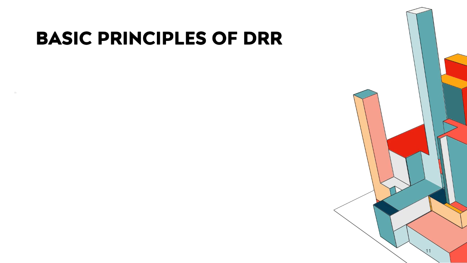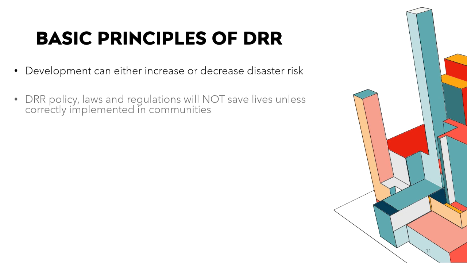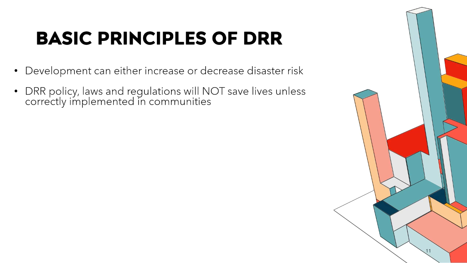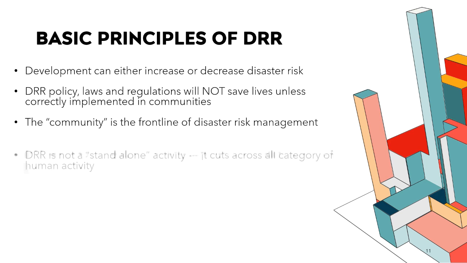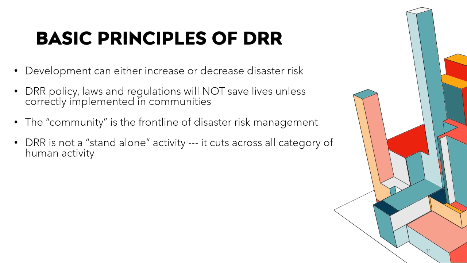Basic principles of DRR. First, development can either increase or decrease disaster risk. Second, DRR policy, laws, and regulations will not save lives unless correctly implemented in communities. Third, the community is the front line of disaster risk management. Fourth, DRR is not a standalone activity. It cuts across all categories of human activity.